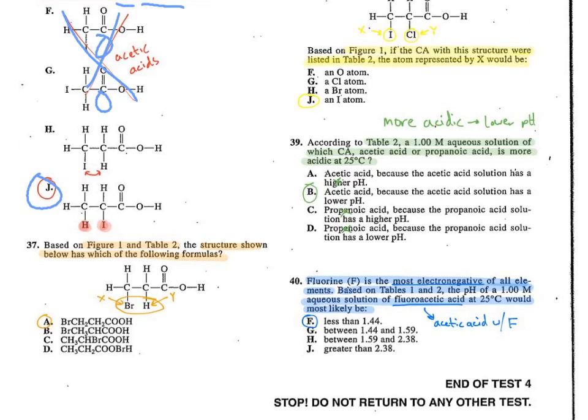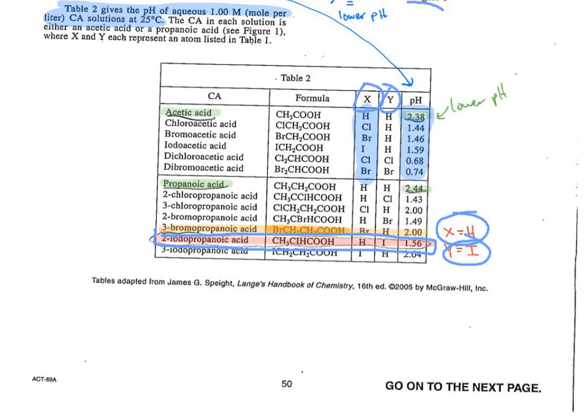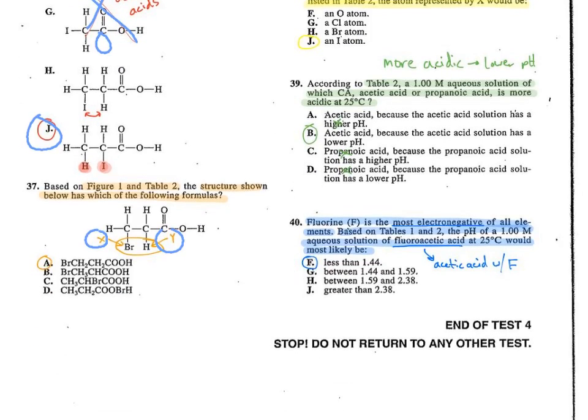For 37, based on Figure 1 and Table 2, the structure shown below has which of the following formulas? Okay, so since we have both an X and a Y here, this is a propanoic acid, and our X is Br, and our Y is hydrogen. So if we look at the table here, when we have an X of Br and a Y of H, this is our chemical formula, so we just got to match that to an answer. So the answer there was A.